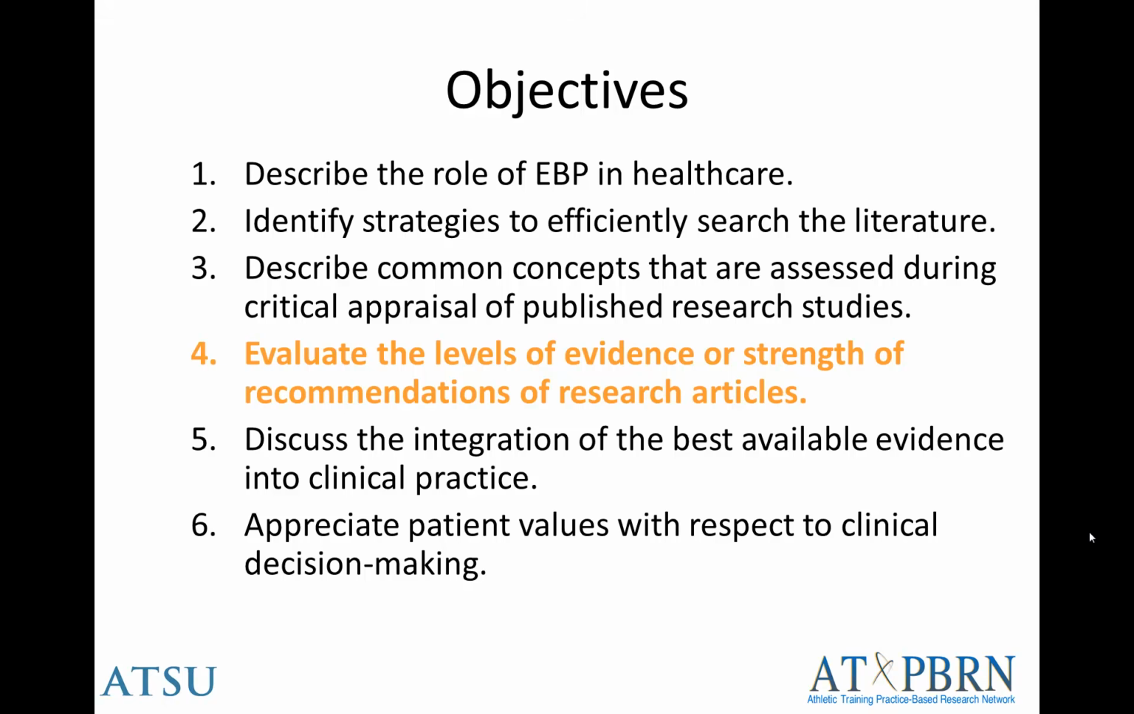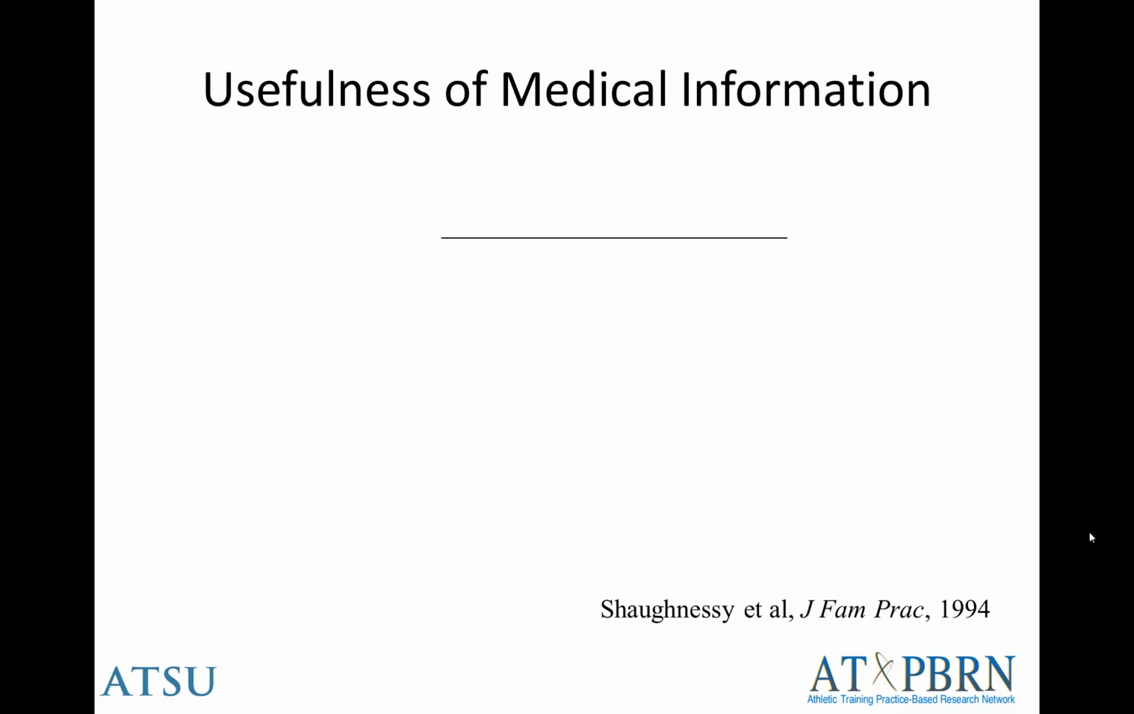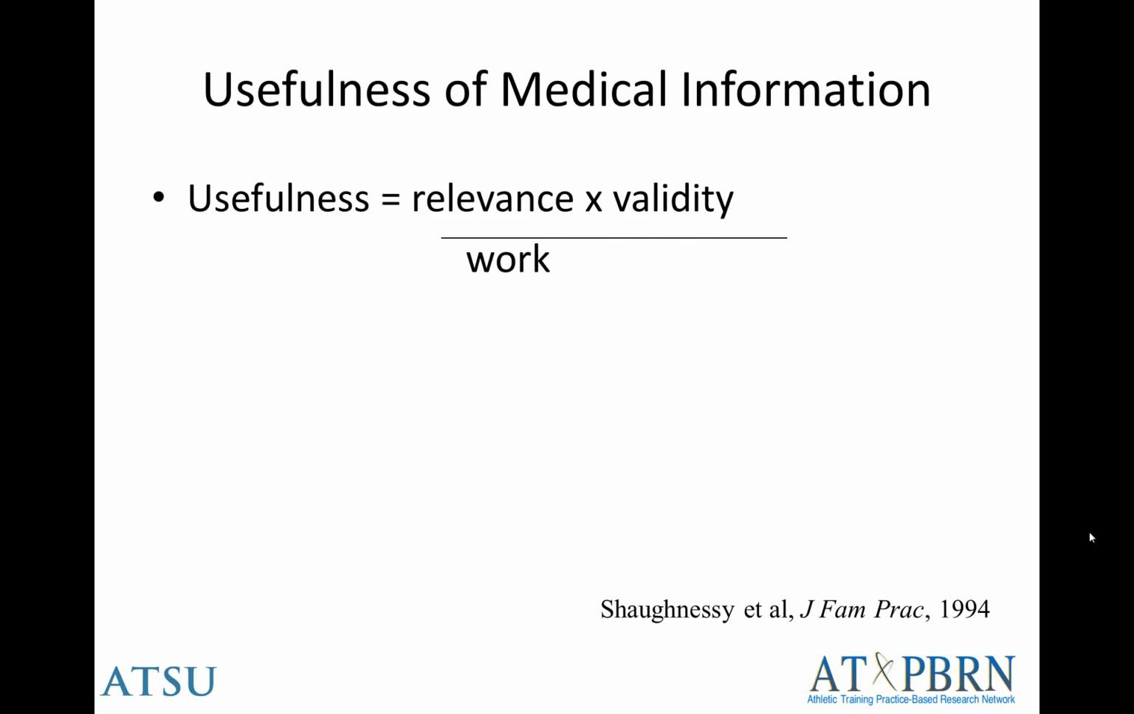Before a clinician can use evidence in their clinical practice, they need to determine the quality of the evidence, and that is done through an evaluation of the level of evidence or strength of recommendation. We'll first talk about levels of evidence, and how useful any medical information is to a clinician is really predicated by the relevance of the information times the validity divided by the work it takes for the clinician to find that information.